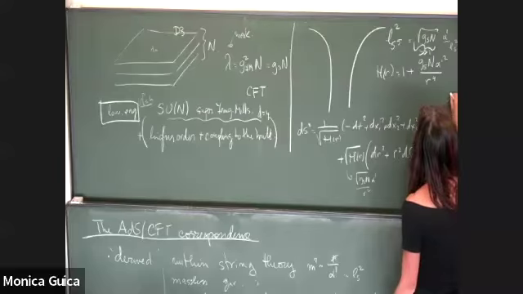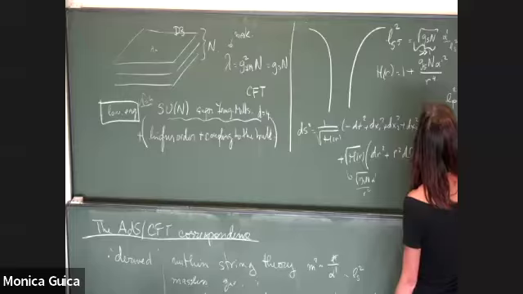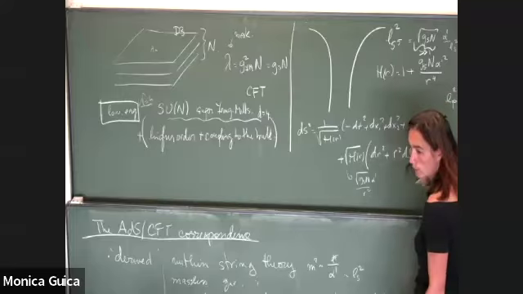And if you look at L Planck, it turns out to be, L Planck squared is square root of G string times L string squared.